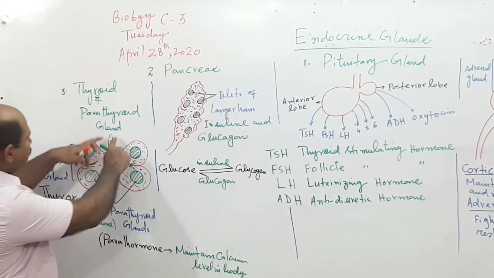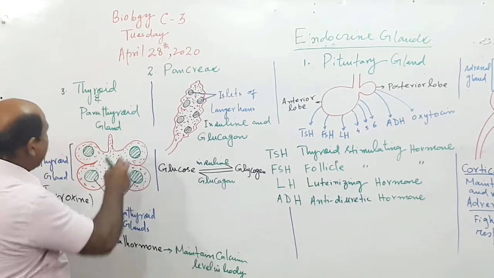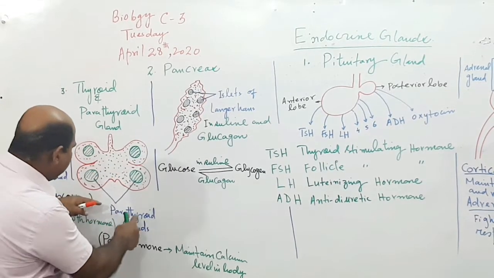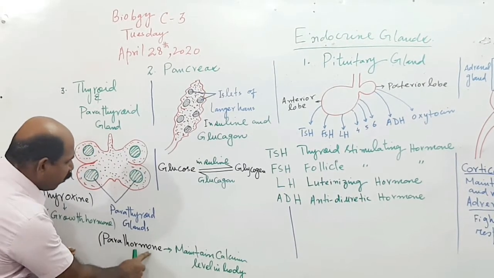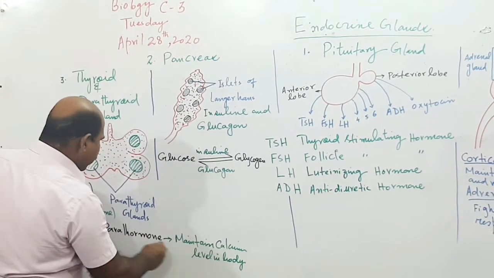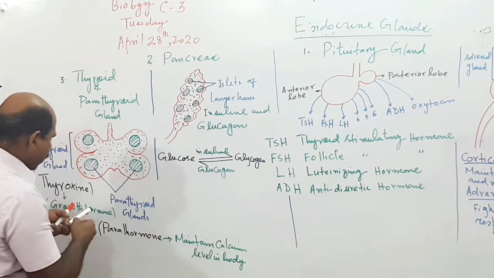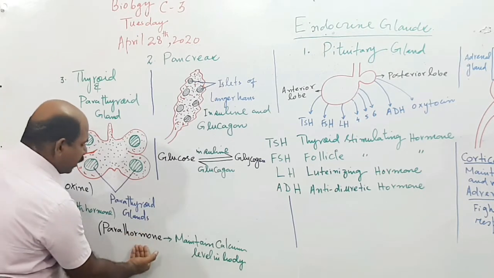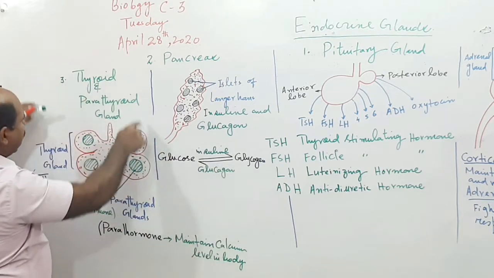hormone. And inside the thyroid gland, there are some glands embedded which are known as the parathyroid glands. These green portions represent the parathyroid gland, and the parathyroid gland is producing a hormone called parathormone, and it maintains the calcium level in the body. It's not only one hormone, there are many, so collectively they are called parathormones. They maintain the calcium level in the body. So this is the thyroid gland.